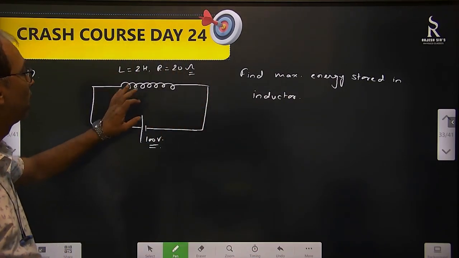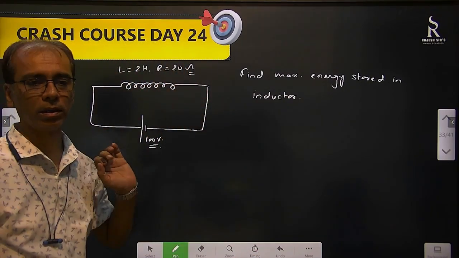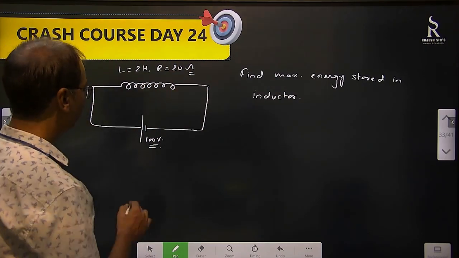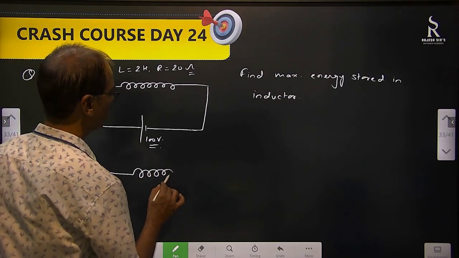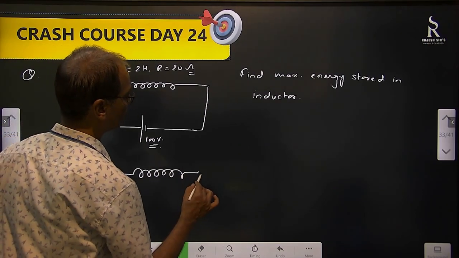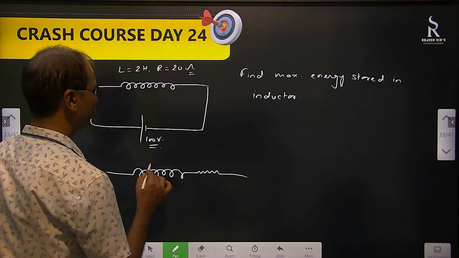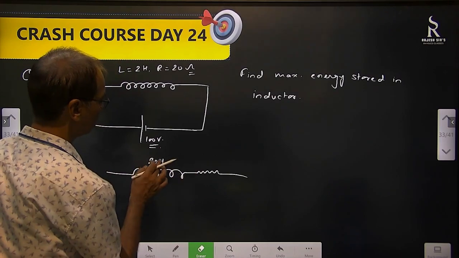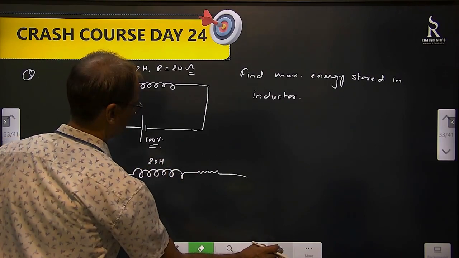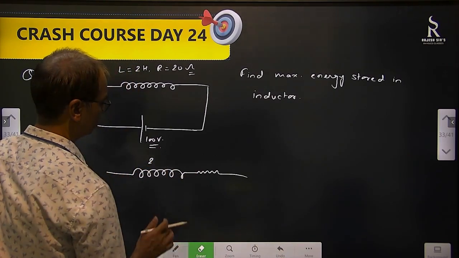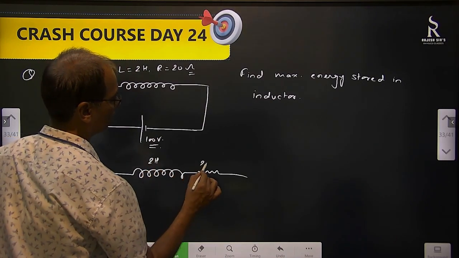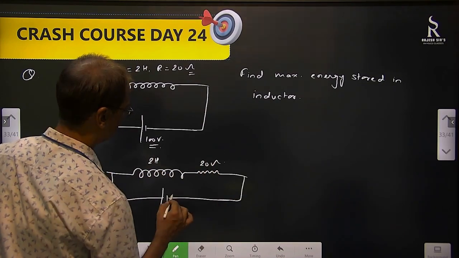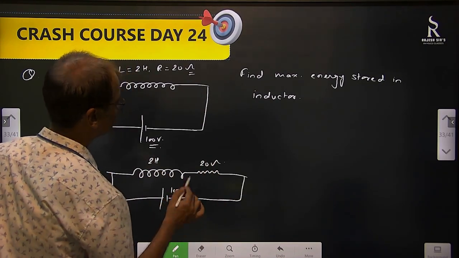Now in this one you see that I did not make the resistance separately. I directly wrote that R is there inside. Or I could have done it in a slightly different way also. This is your inductor and along with that I would have made a resistance, like this. That's also fine. 2 Henry, sorry, not 20 Henry, 2 Henry, and this is 20 ohm. Same question I could have given you like this. Both have the same answer.